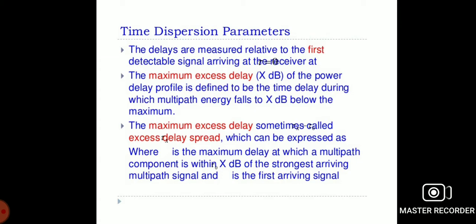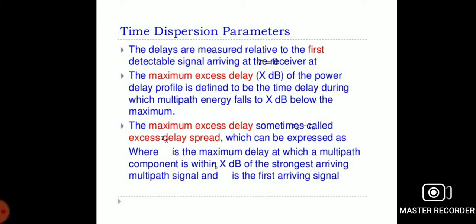The following delay profiles are multipath channel parameters that have to be measured accurately. Number one, what are the different measurements? We can find out the mean excess delay, the RMS delay spread, and the excess delay spread.